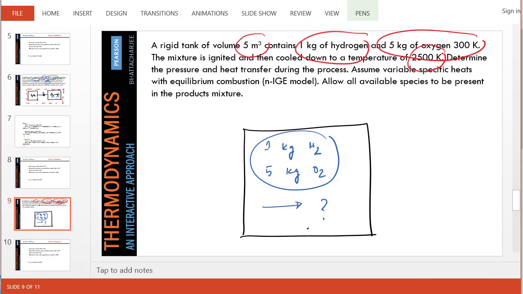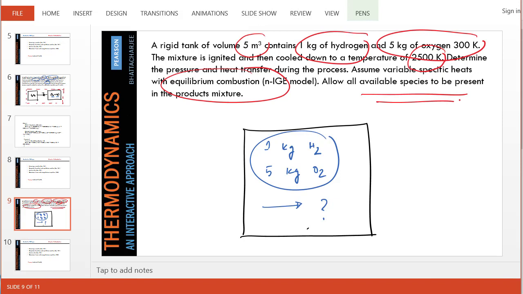Obviously after combustion probably the temperature is higher than that. We are asked to find the heat transfer using variable specific heat, that is IG model, but with equilibrium combustion. In other words, we don't know what the products are. We should allow all available species to be present in the final products.